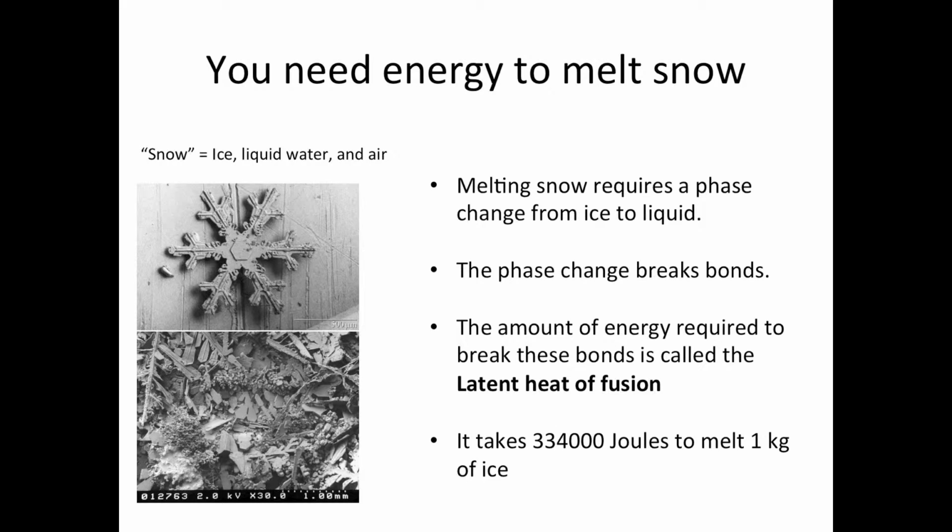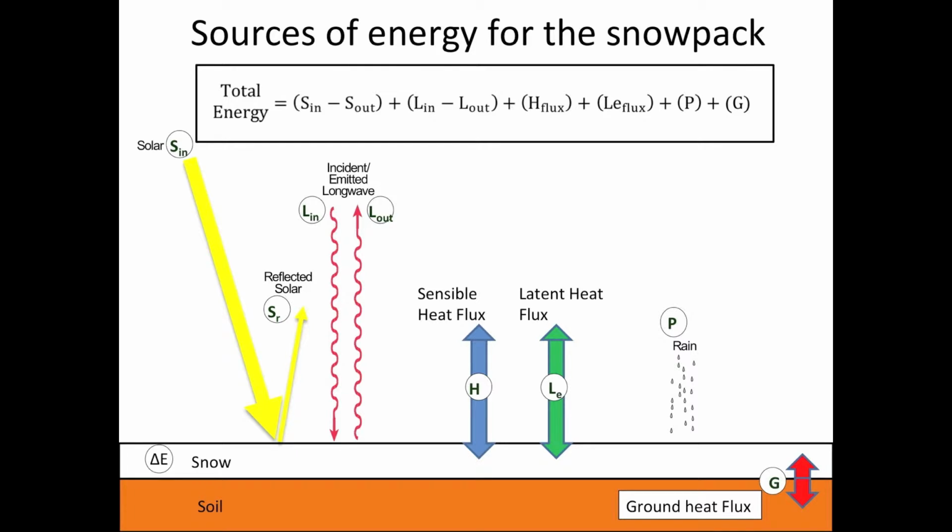Well, you need energy to melt snow, and you need exactly 334,000 joules to weaken the hydrogen bonds and melt 1 kilogram of ice. So where is this energy coming from? To answer that question, we have to take a look at the energy balance equation, and there are 6 different components to the energy balance equation. From left to right, we have solar radiation, longwave or terrestrial radiation, sensible heat, latent heat, energy from rain, and energy from the ground.